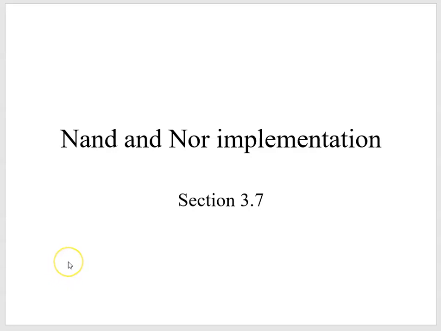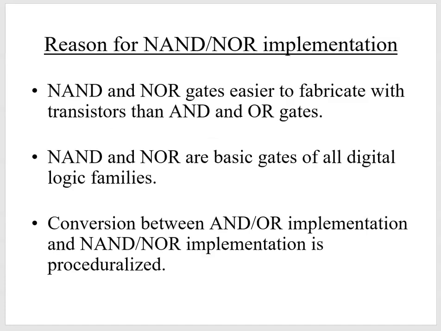Let's take a further look at implementing our digital logic design with NAND gates and NOR gates. In this video, we'll specifically focus on NAND gates, but let's take a further look at the reasoning for that. NAND and NOR are easier to fabricate with transistors than AND and OR gates. We saw that in the first module. There's literally 2 less transistors in a NAND gate than an AND gate, and 2 less in a NOR gate than an OR gate. So NAND and NORs are the basic gates of all the digital logic families.